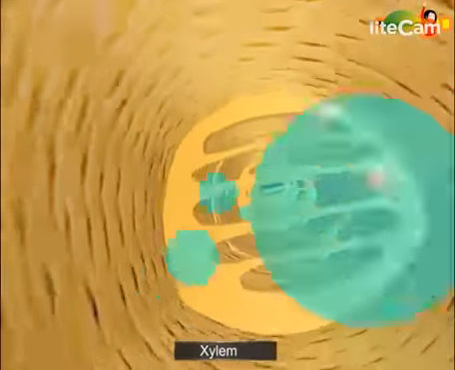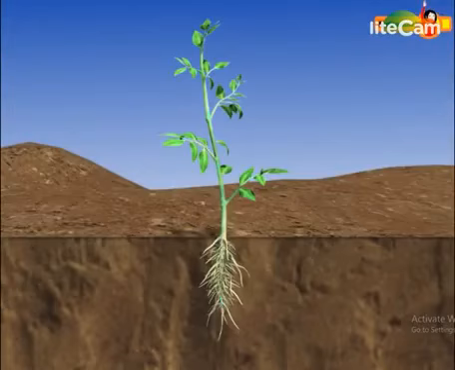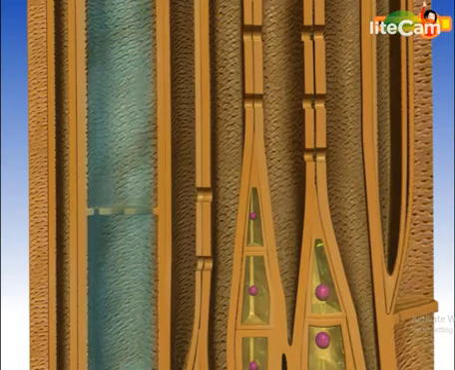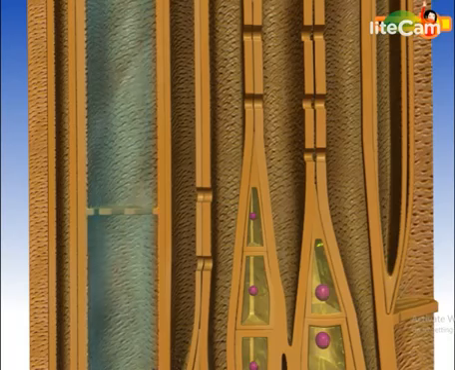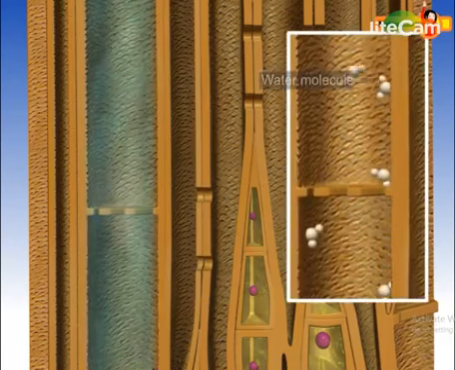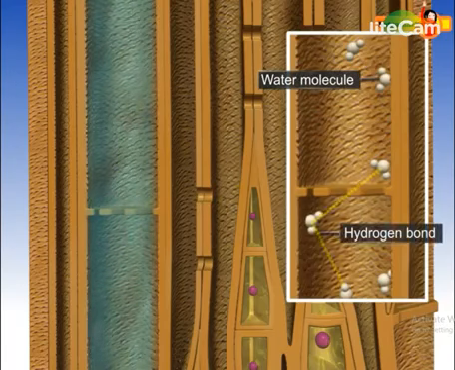The removal of water from the veins in turn establishes tension on the entire water column within the xylem, so that water is drawn upwards, all the way from the roots to the leaf. Water is pulled upwards through the xylem because of the cohesion of the water molecules. Cohesion is the tendency of the water molecules to stick to one another by hydrogen bonding.